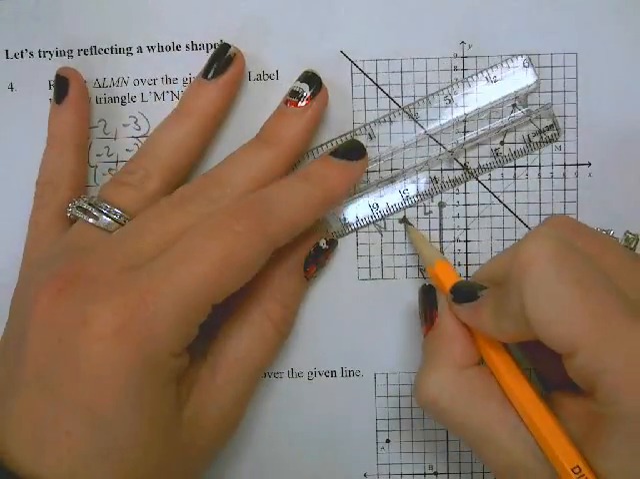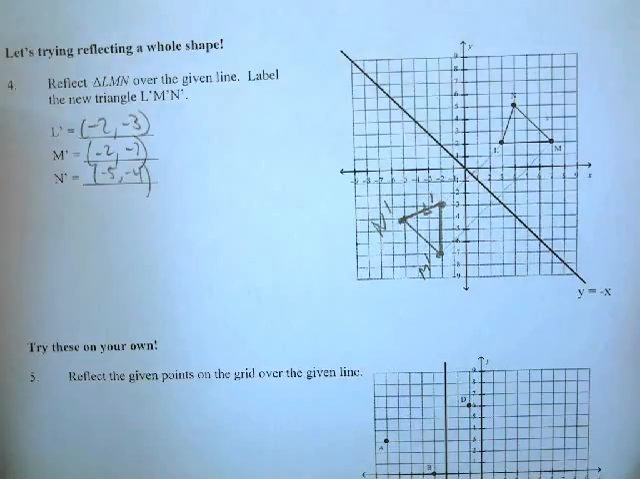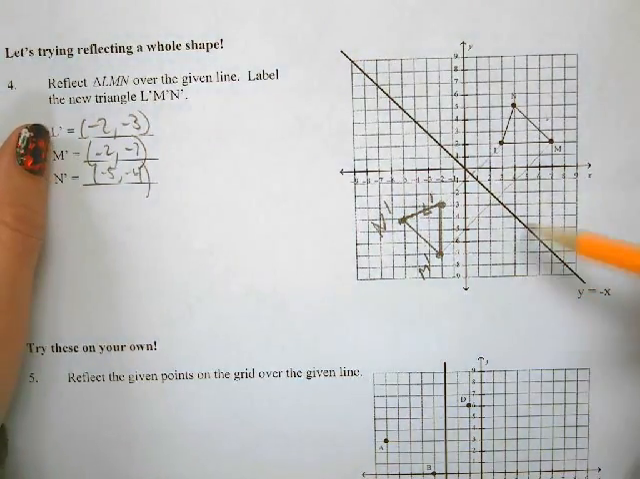So you can see there's the reflection. If you have trouble visualizing it, turn your paper so that your diagonal line is vertical, and then you could see if you folded on it, it would reflect over.